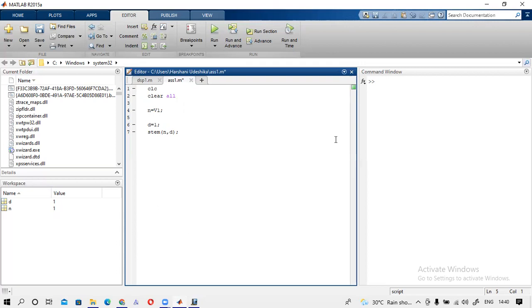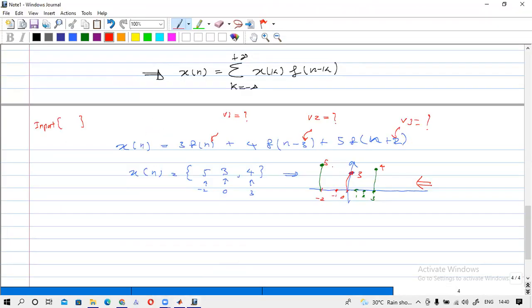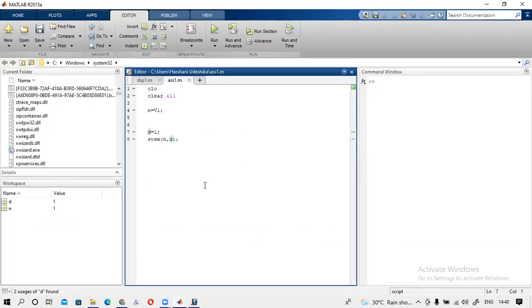N1. Okay, so if we define it like this, it will not work. What we can do is separately plot this impulse. I think that is the easy thing. So let's take this as N1.